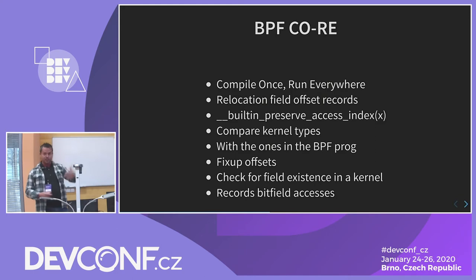When it's loading the program, it looks at those relocation records, and if the data structure is the same, that's okay, you load it and run. If it's not, you go to all of those places and you fix it up before you load the program. So KABI, for instance, for BPF programs is not an issue. This is KABI, it's fixed on the fly. It records even bitfield accesses.